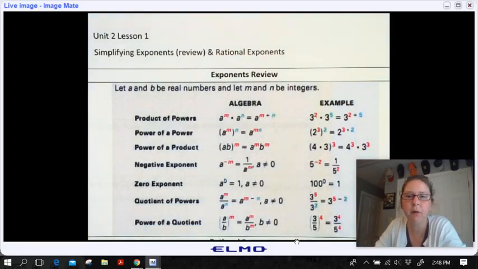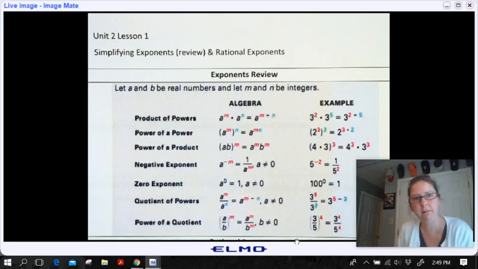Hey guys, today we're starting Unit 2, Lesson 1. Unit 2, we're going to talk a lot about right triangles, the Pythagorean theorem a little bit and its converse, and then we're going to start to transition into some angle rules. So before we can do any of that, we really need to talk about square roots, simplifying exponents, and rational exponents as well, so that we know how to handle these.